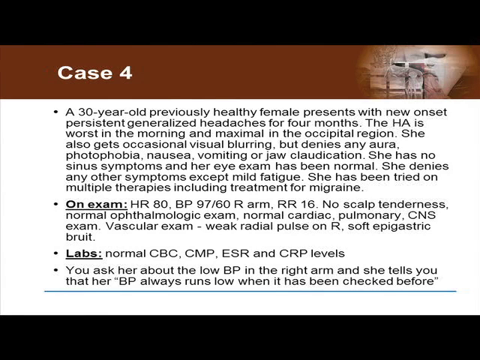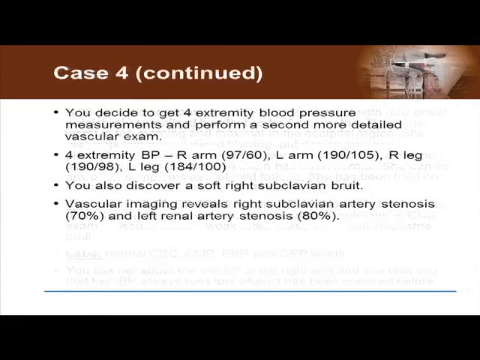So the correct answer here is B, check for four-extremity blood pressure in the office and repeat a closer vascular exam. In a young patient like this presenting with headaches with evidence of low blood pressure in one arm, it's important to make sure that this is really low and not pseudo-hypotension that could result from vascular stenosis in that arm. Also, the presence of a bruit in one area should make you go back and examine for bruits in other areas, which could also increase the chances of finding vascular occlusions in other territories.